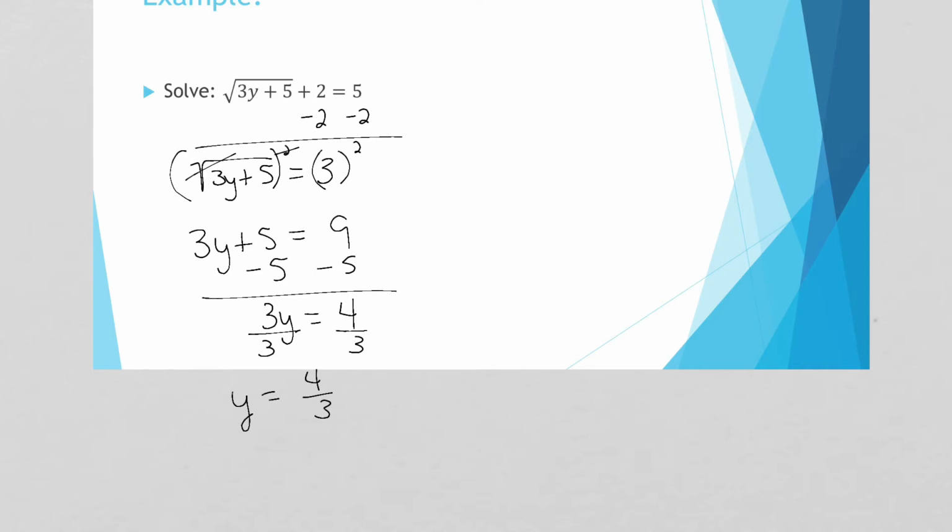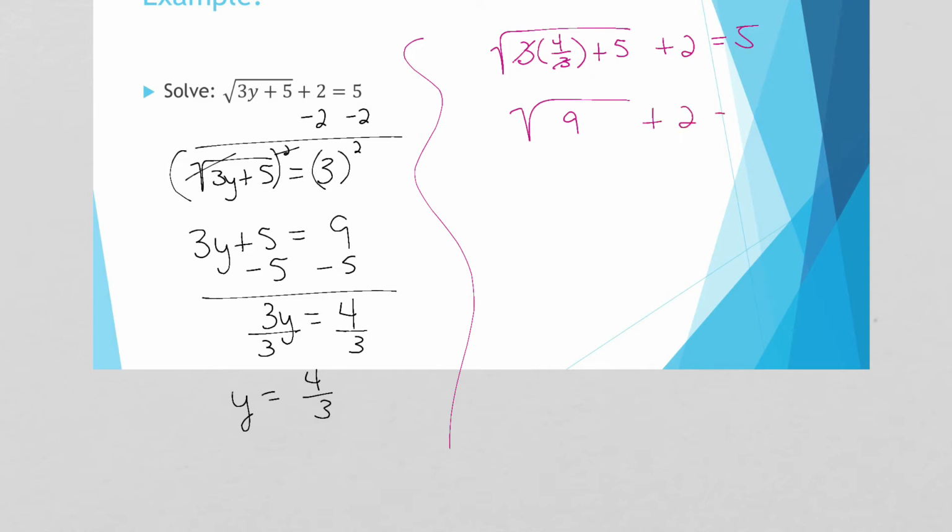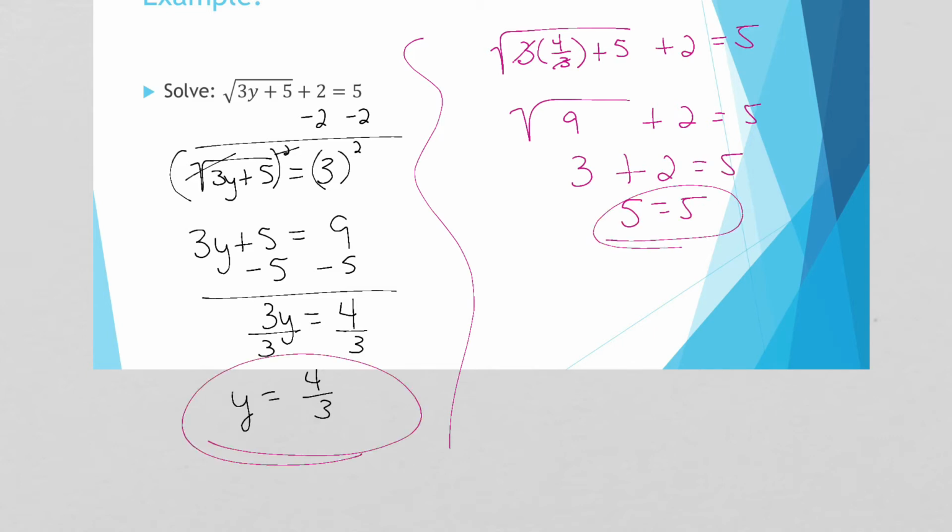Okay, so that's okay to get a fraction. Let's check our work. All right, so we're going to put 4/3 everywhere we see y. So I've got the square root of 3 times 4/3 plus 5, and then the outside of the radical, we've got plus 2 equals 5. Check this out. The 3's cancel. I'm left with 4 plus 5. So I've got the square root of 9. Square root of 9 is 3. And 5 equals 5, so we did good. This is our correct answer.